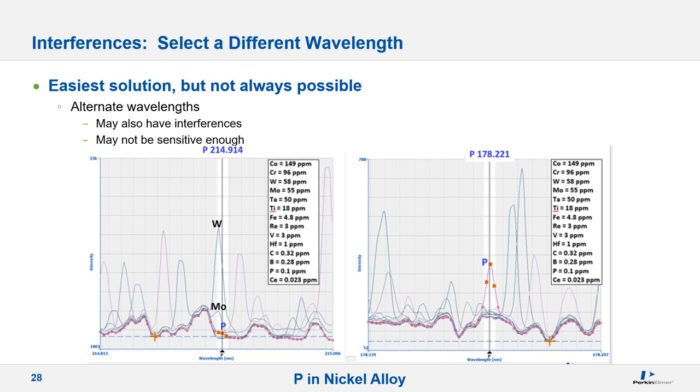The spectra on the left represent phosphorus 214. As we can see, the phosphorus signal is very small, and there are direct overlaps from molybdenum and tungsten, meaning that 214 is not a good wavelength to analyze phosphorus in this nickel matrix. However, if we look at phosphorus 178, we see a very strong phosphorus peak and a very low background, meaning that we have no interferences. So in this case, we used phosphorus 178 for the analysis.